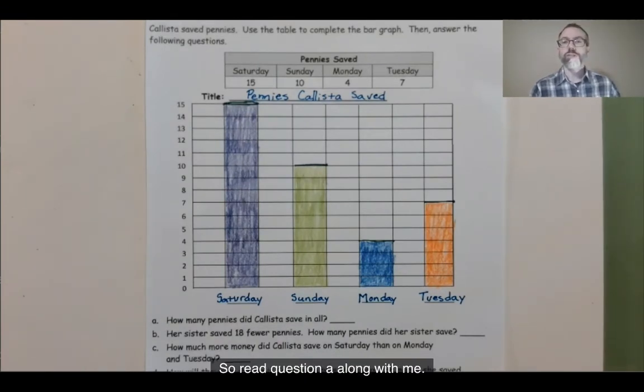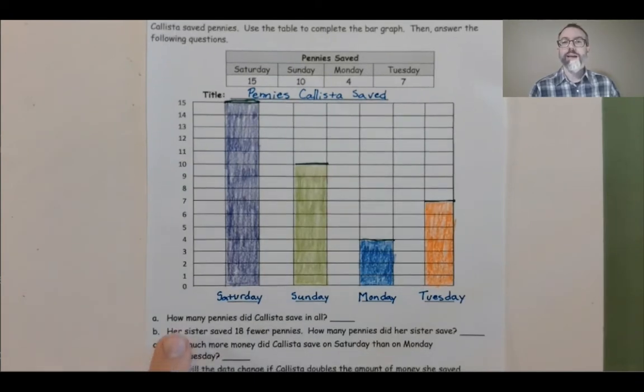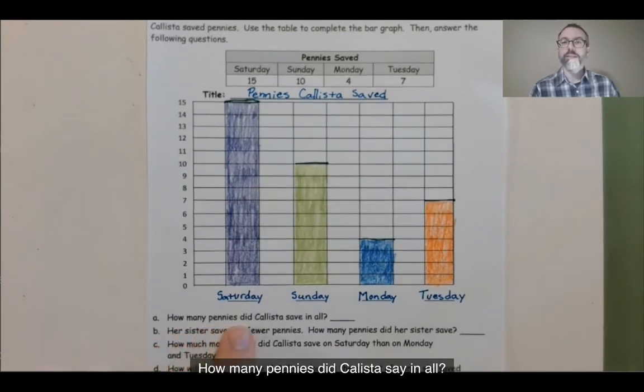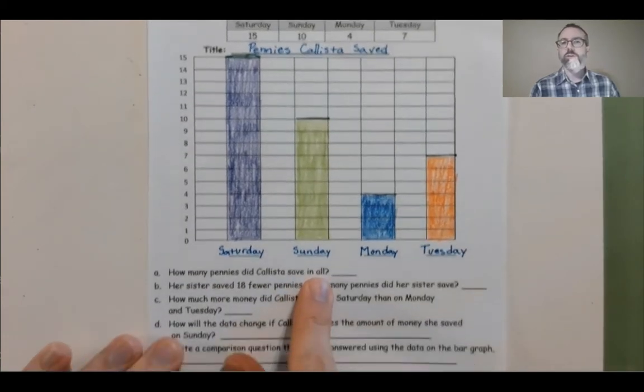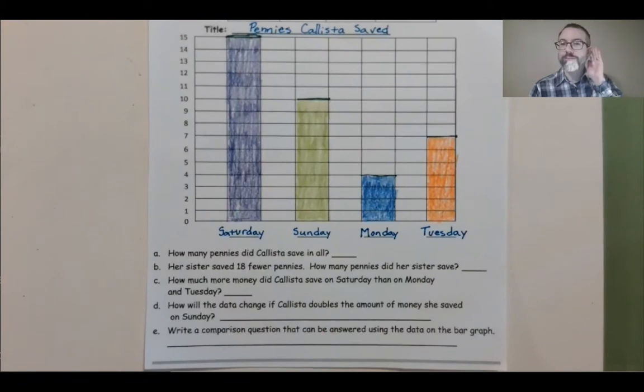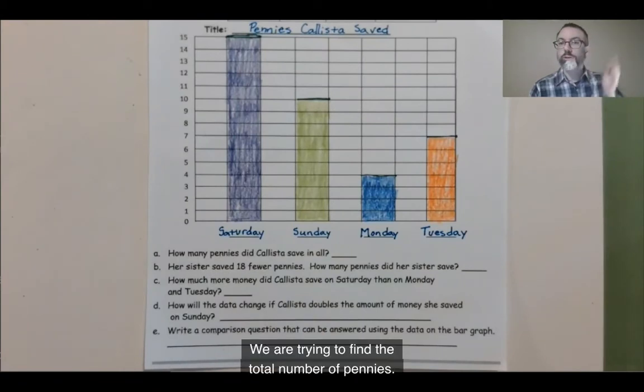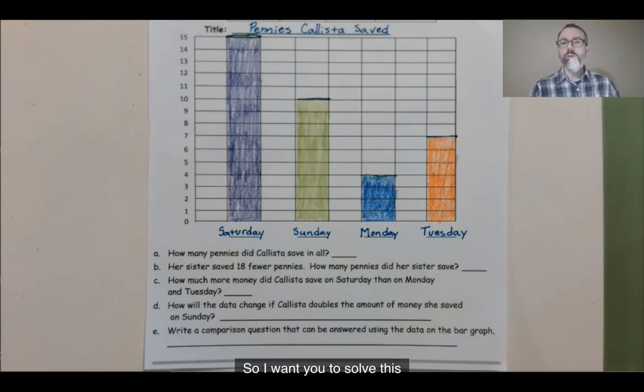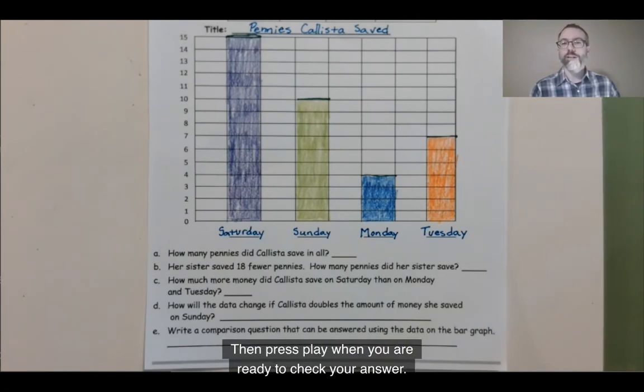So read question A along with me. How many pennies did Callista save in all? So what are we trying to find out with this question? We are trying to find the total number of pennies. So I want you to solve this with whatever strategy you want to use. Press pause and find the total number of pennies, then press play when you are ready to check your answer.